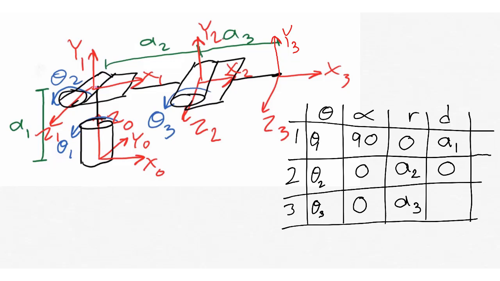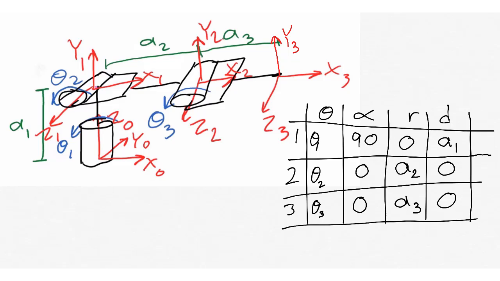This is also the case for the third row. The displacement between the center of frame 2 and the center of frame 3 in the Z2 direction is also 0. Before we decide that we're done with the table, we want to check to make sure that all of our link lengths and all of our joint variables show up somewhere in the table. And I see that they do.